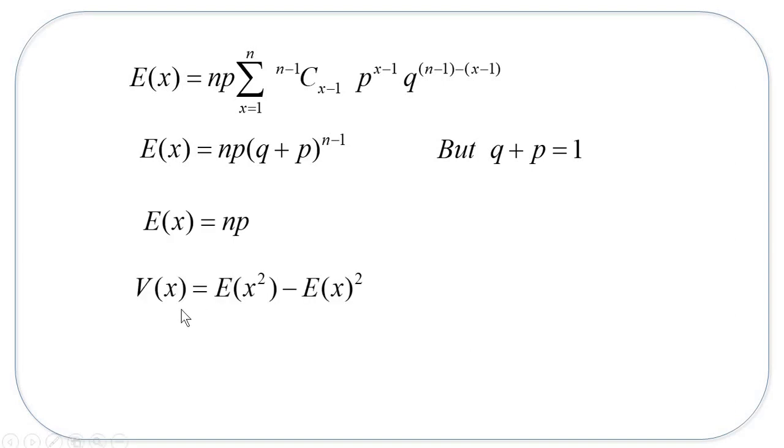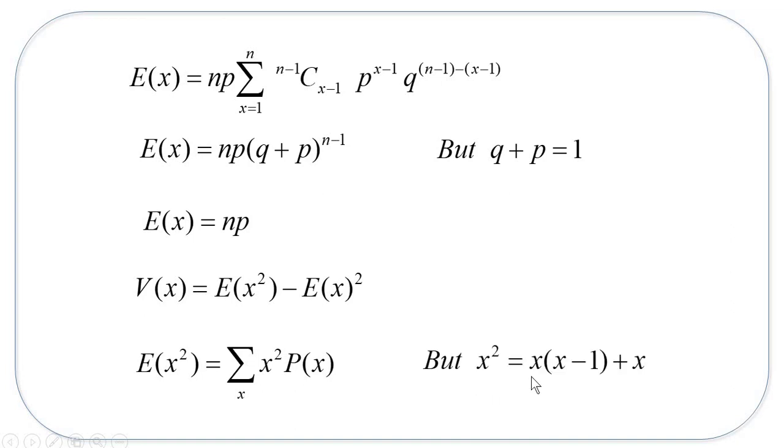Now we have to find the variance of x. For that, this is our formula, expectation of x square minus mean square. You know the mean, we have found it is np. Now we have to find only expectation of x square. And this is the formula for expectation of x square. Before that, I am going to alter x square. x square can be written as x into x minus 1 plus x. So replace x square with that expression.